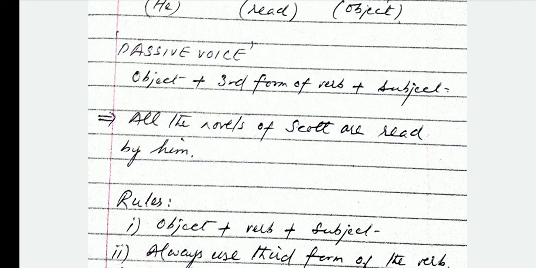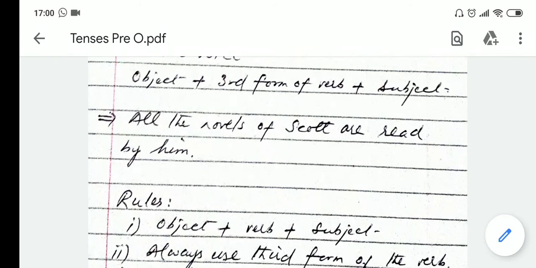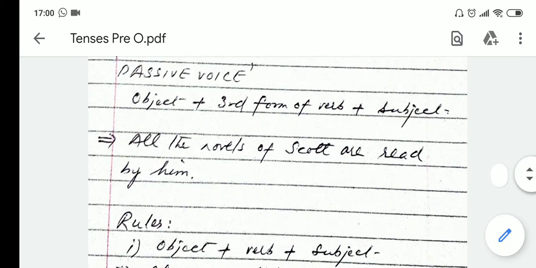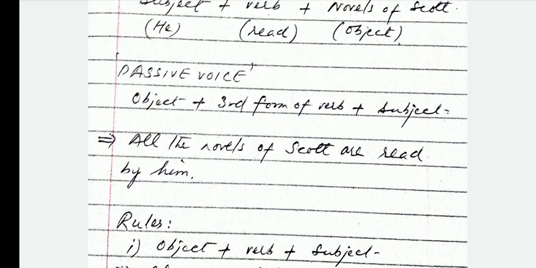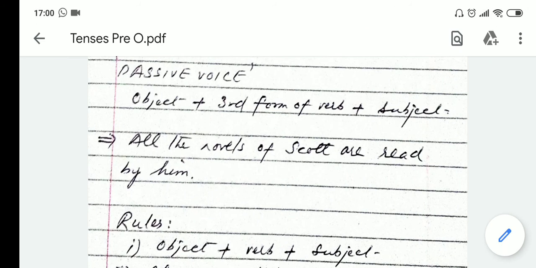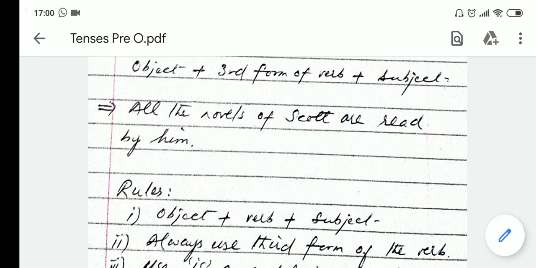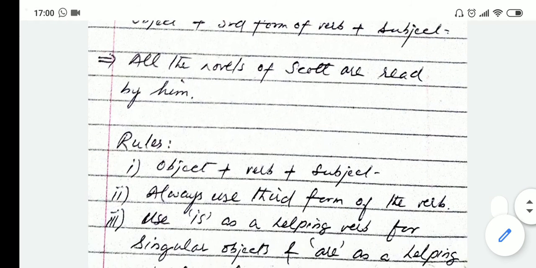All the novels of Scott are read by him. Who was the subject? He. So you will write by him. If it was she, you will write by her. If it was they, you will write by them. If it was I, you will write by me. Okay? So this is the conversion of active voice into passive voice. The object has come first, then the third form of the verb read, with the same spelling, and then the subject, which is him.